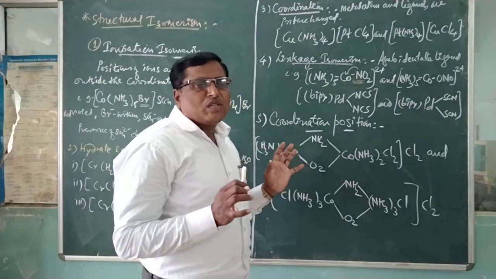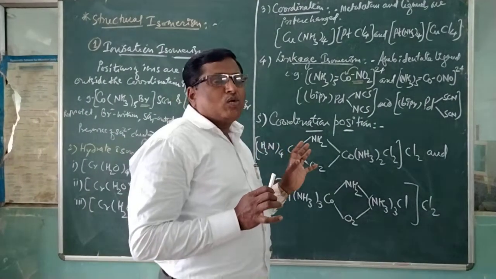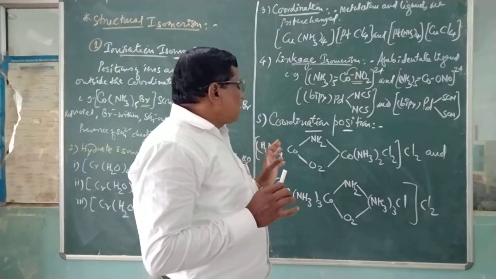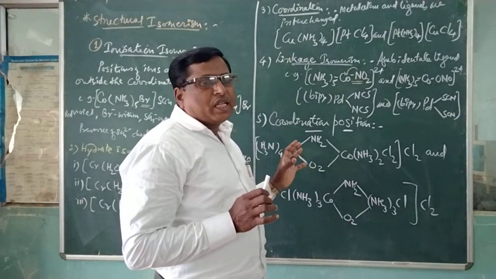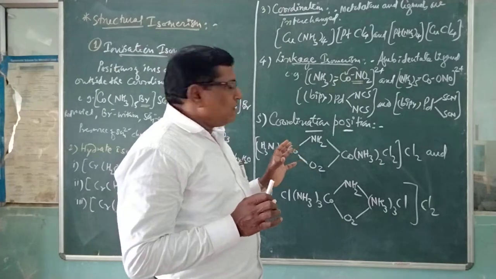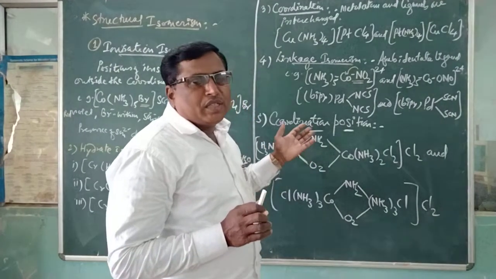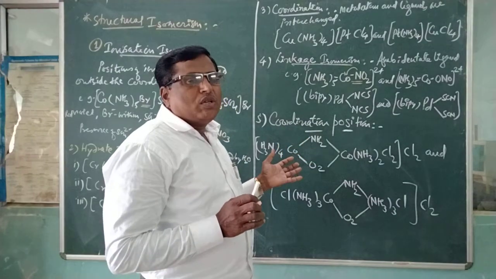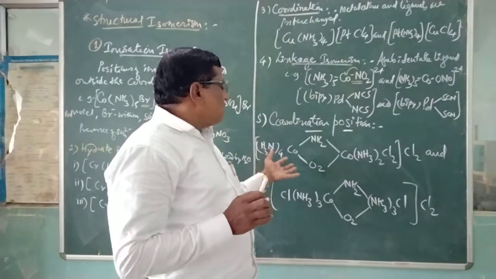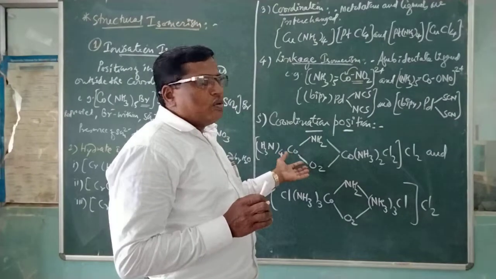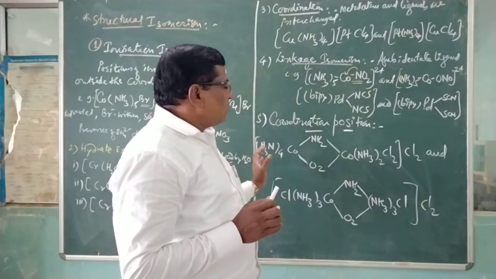Again, the last one is coordination position isomerism. When we take coordination positions, we consider how the ligands can be coordinated to the central metal atom. In coordination position isomers, bridging ligands are taken into consideration, which are written as mu-amido and mu-oxo. This idea can be written in the case of this complex.